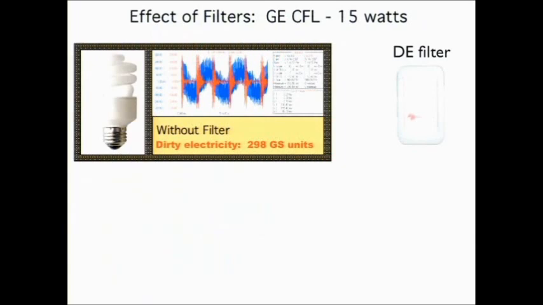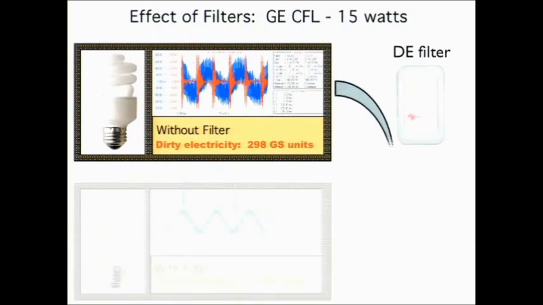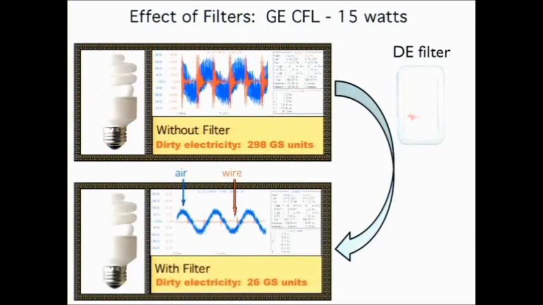Now, I mentioned that you can filter dirty power, and I've done a lot of research on the filtering of it. And this is what the filter looks like. It's just a little box. And if we plug in one filter with this light bulb, this is what the waveform looks like. And so you can see it's cleaned up almost everything on the wire. It actually made it better than it was before. Went from 300 down to 26 GS units. And you can see even the amount coming through the air, because some of that coming through the air is actually coming off the wire, not just the light bulb.